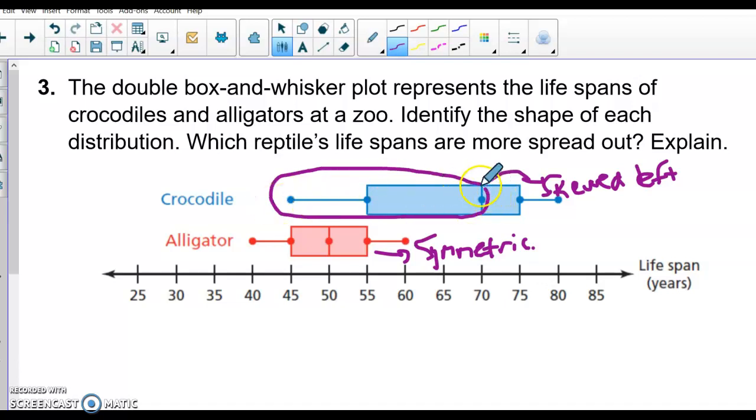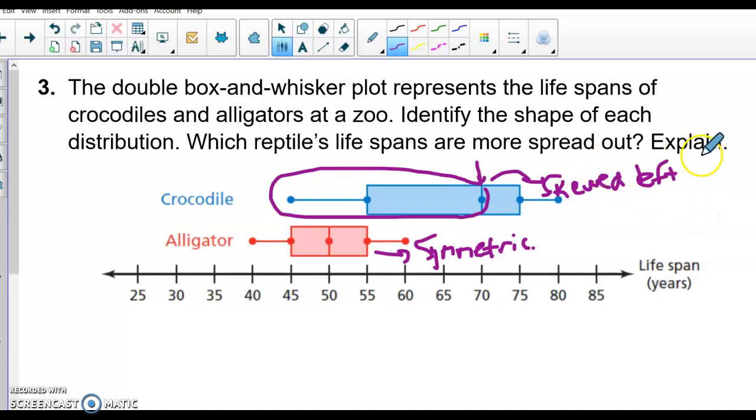Now how I know it's more variability, because if this was the median right here, it's got a long way to go to your first quartile, so it's more spread out. Where the box for the alligator is more symmetric, it's pretty much mirrored. And then, which reptile's lifespans are more spread out? I would say the crocodile's more spread out. You can see it in the box, and you also see the range is 45 to 80, which is more than 40 to 60.